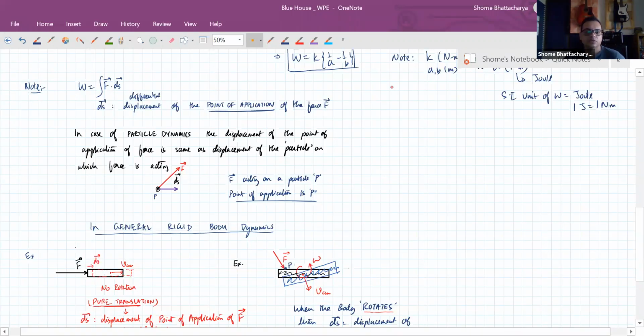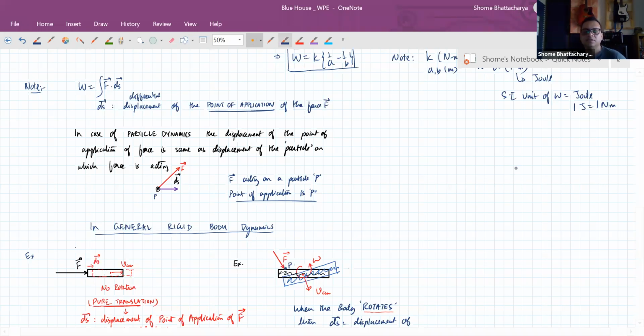So hence, when you are studying the general definition of work done, it's important that from the beginning you understand that ds has a very specific meaning over here. It is the displacement of the point of application of the force. And with the example below, you can understand the difference between the two. It is not the displacement of the body, because in common language, the displacement of the body would mean the displacement of the center of mass of the body.